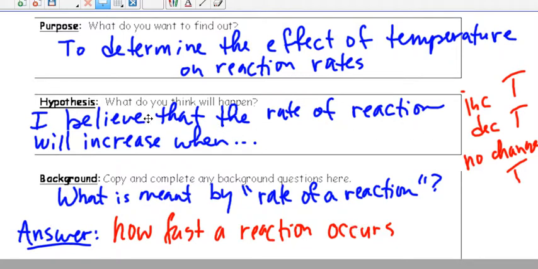So if you take a look here, the hypothesis: I believe that the rate of a reaction will increase, so the rate gets faster, when, what do you think? When you increase temperature, decrease temperature, or when you leave temperature the same. So pick one of those three items to place right here. And you can predict which one you think it likely is due to common experience. So to make the rate go faster, do you increase temperature of the water, decrease temperature of water, or simply leave the temperature the same? Okay?